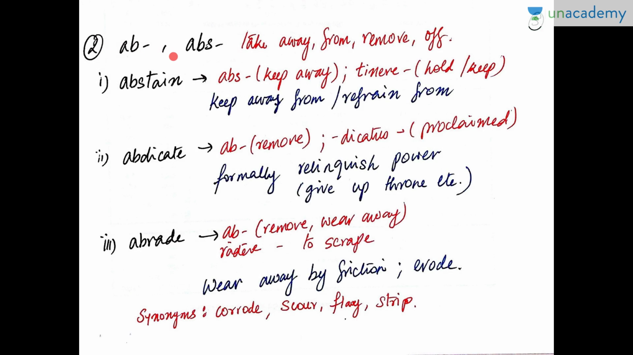Another would be abs. These mean take away from, remove, off. So abstain is to keep away from, refrain from. Similarly, abdicate is to remove, dictatus is proclaimed, so formally relinquish power, for example, give up the throne, etc. Abrade is aba, to, and to scrape. It's to wear away by friction or erode.